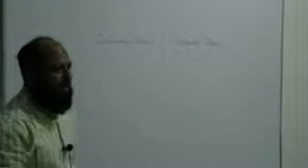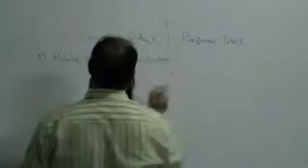In common stock, the rate of dividend is not fixed. The rate of dividend is flexible. It is fluctuating. It is not fixed in case of common stock, but in case of preferred stock, it is fixed. So there is a fixed rate of dividend in case of preferred stock.